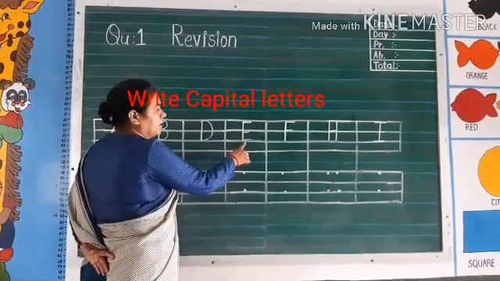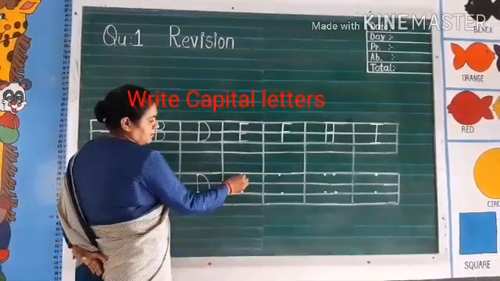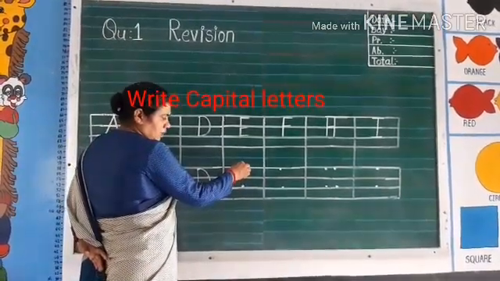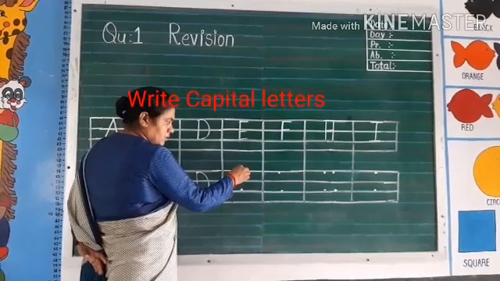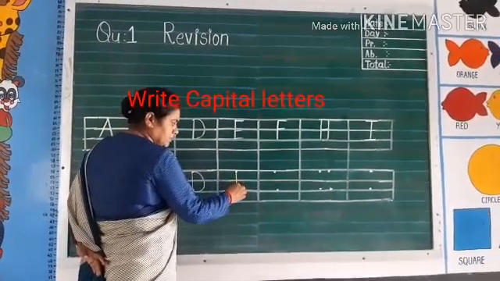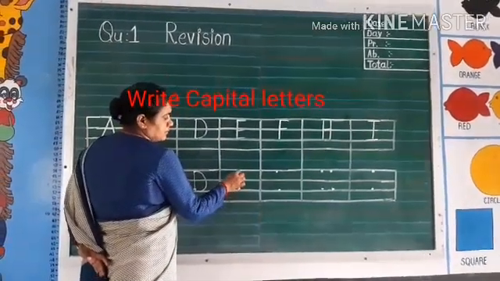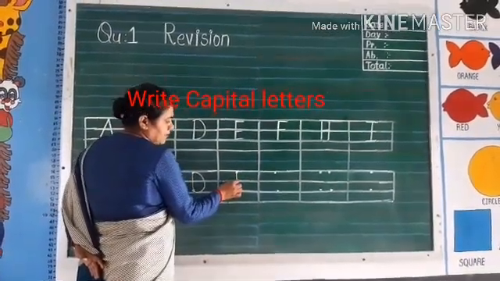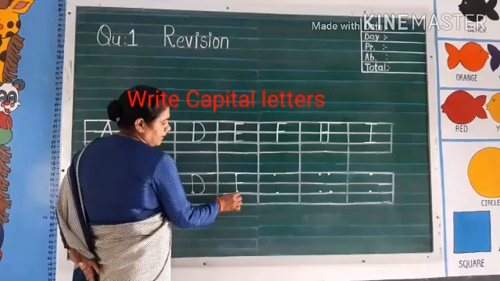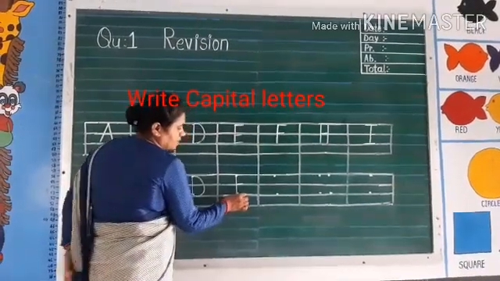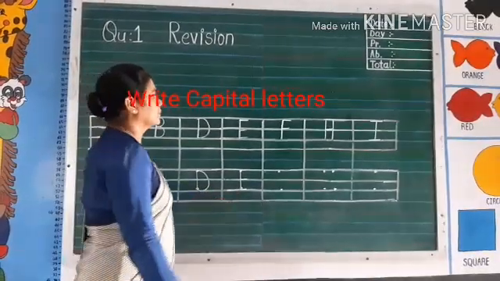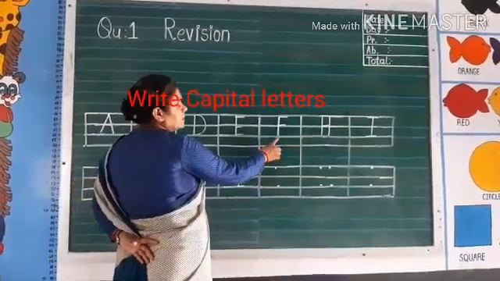Again, which letter is this? Capital letter E. Here 2 dots are given. How to write capital letter E? First, up to down, make a standing line. Little sleeping line first, second little sleeping line, and third little sleeping line. This way you have to write capital letter E.